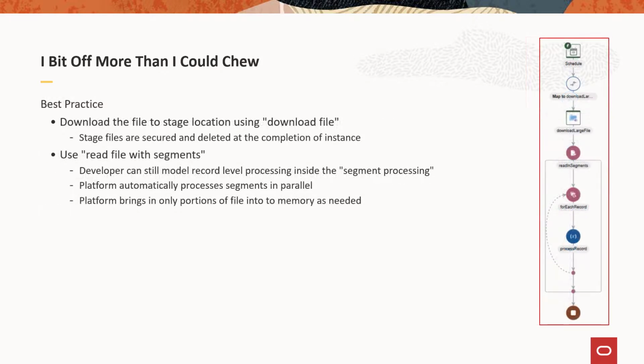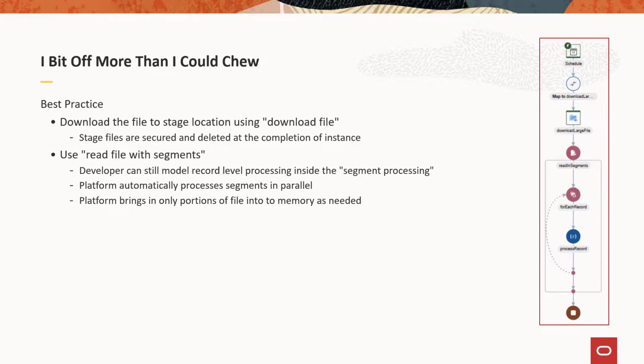So what's the best practice? We retrieve the file, and that gives us a file handle, which we can then use to read that file with segments. So we download the file to a stage location. The stage files are secured and are deleted at the end of the instance. When an integration instance completes, any stage files that were being used are also deleted. We can then use the read file with segments, or chunked read, capability. That will effectively appear as a for loop within OIC.